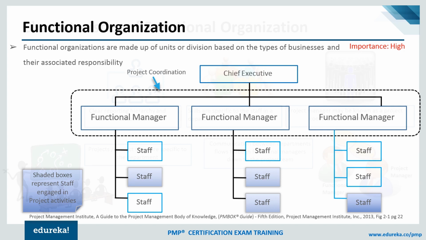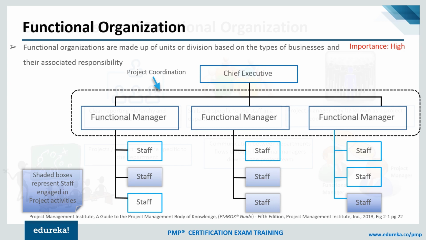So each of the staff members is reporting to the functional manager. Project coordination in this structure will be done at the functional manager level. At the most, what the functional manager will do is give this work to any person. That person may be a junior staff member also, okay, and that person will do the coordination.